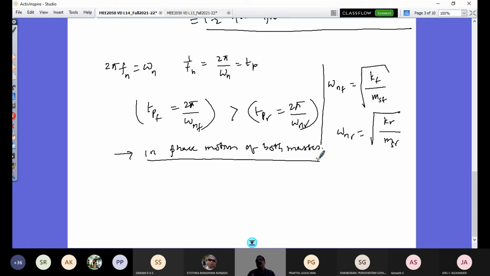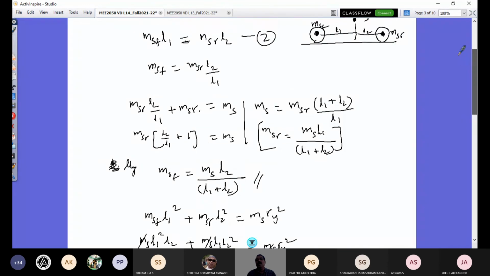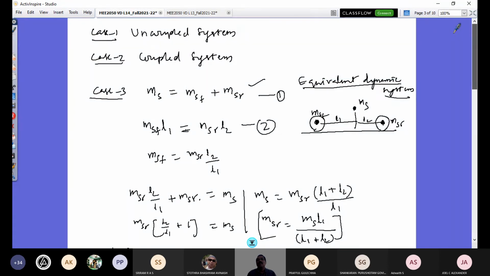That means the front wheel vibration and rear wheel vibration would be in phase if this condition is there. That means it won't excite, it will embrace the profile and go. So it won't make your vehicle body get pitch and bounce with higher amplitude. That is why this design, the equivalent dynamical system concept, is preferred.